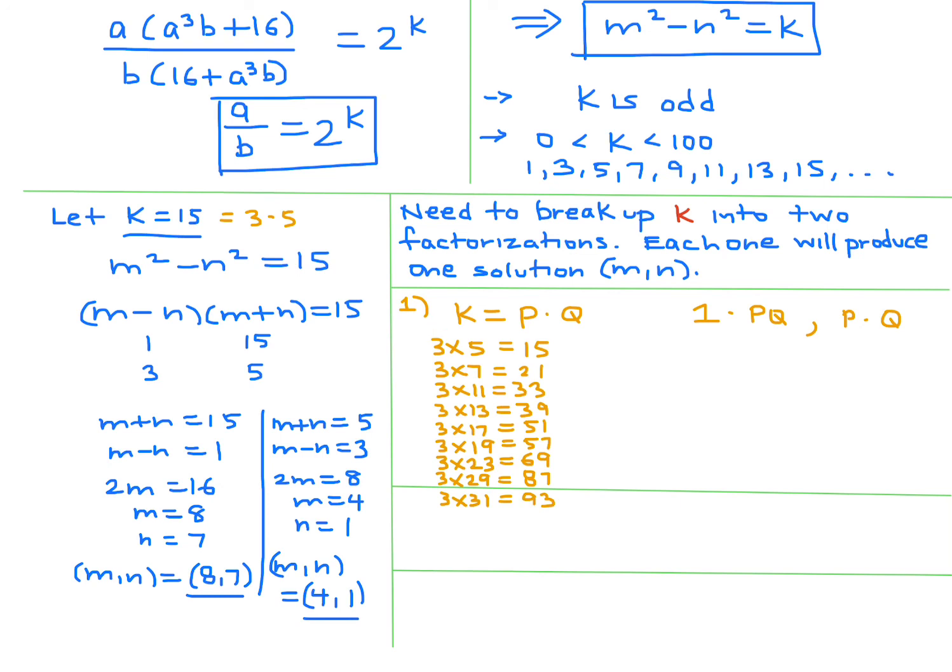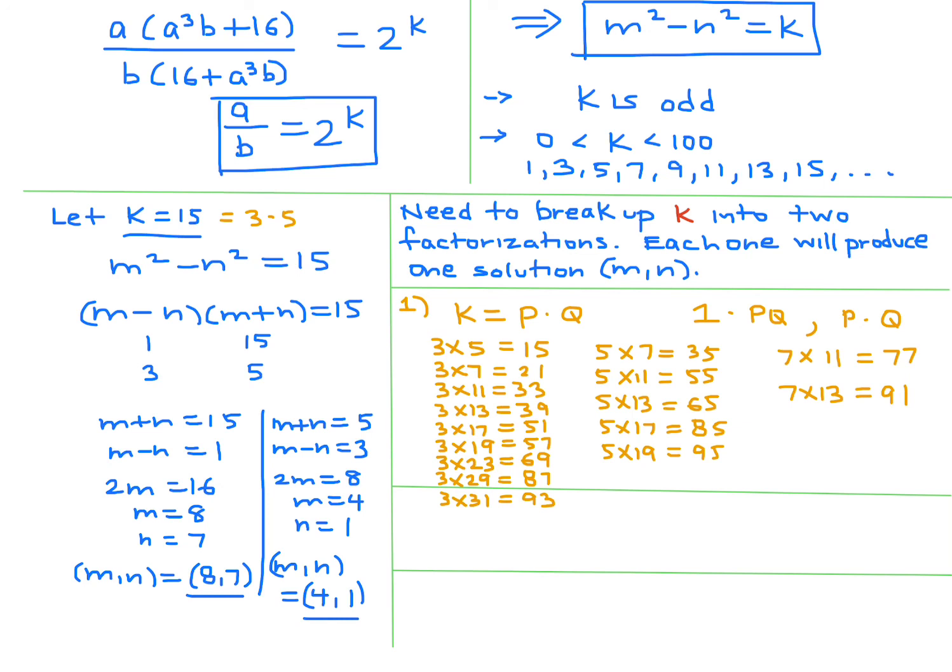Now let's see multiples of 5. 5 times 7, 5 times 11, 5 times 13, 5 times 17, and 5 times 19. And I think after that we'll get over 100. So this is what, 35, 55, 65, 85, and 95. Okay, let's see how many more we can get. How about 7's now? I've exhausted the 5's. My next prime number is 7. 7 times 11, 7 times 13, and I think that's it to stay within my range. Okay, these are the only ones.